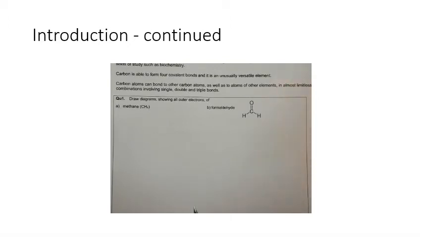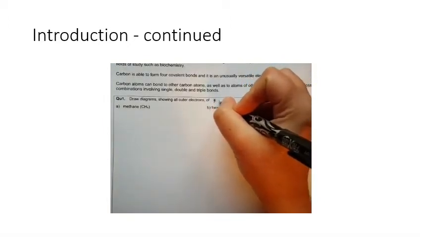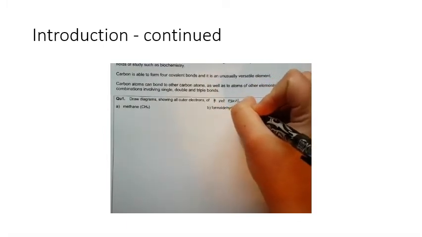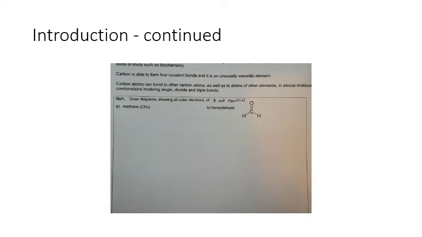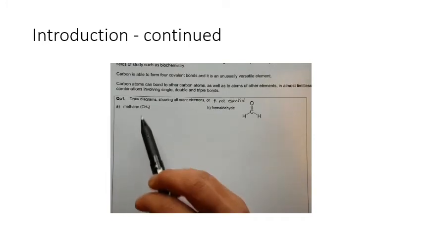So question 1 says to draw diagrams showing all outer electrons of methane and formaldehyde. Just a wee pointer, this is not essential knowledge for Higher, but I just thought it would be worthwhile illustrating how carbon actually forms these bonds and just reminding you a little bit about this. Okay, so drawing a diagram showing the outer electrons in methane, CH4.